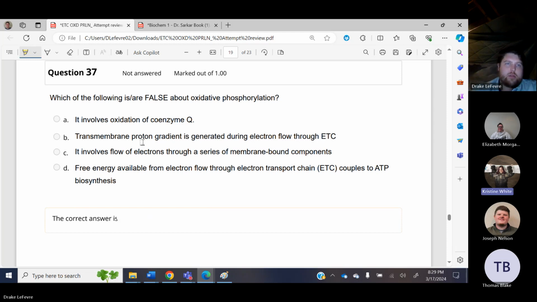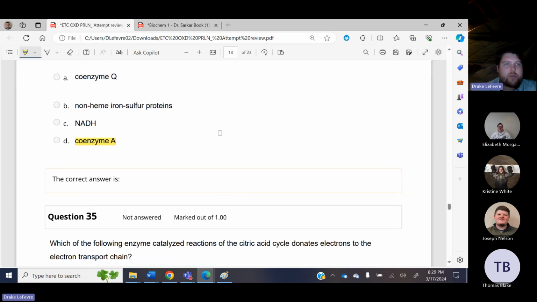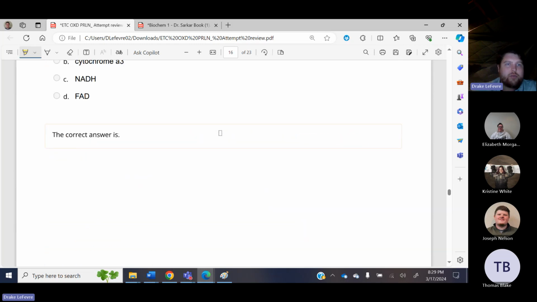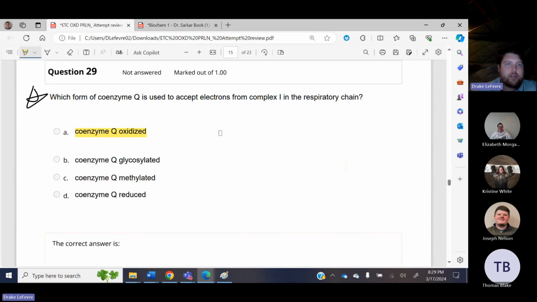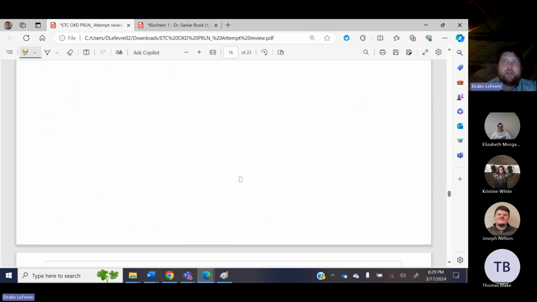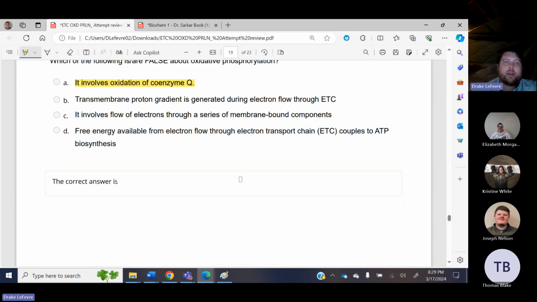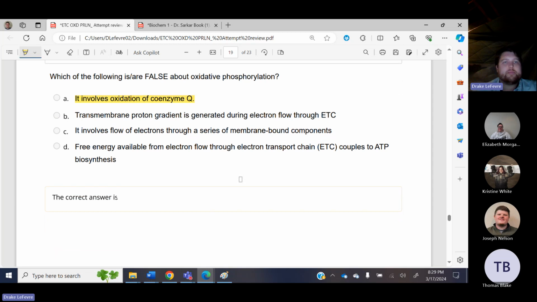It involves oxidation of coenzyme Q. That is correct. Because we look at this, our previous question talked about, where is it? The form of coenzyme Q that is used to accept electrons from complex 1 is already oxidized, so we don't need to oxidize it in order for it to work. It is already oxidized.